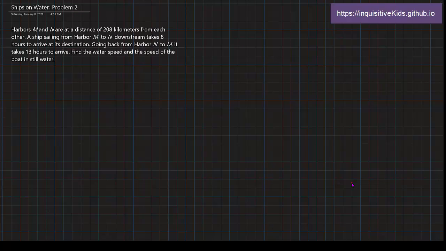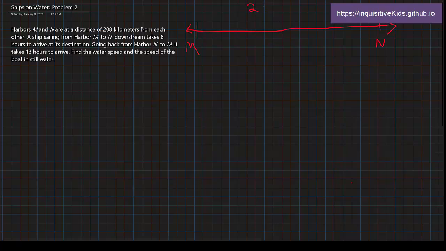Harbors M and N are at a distance of 208 kilometers from each other. So I'm drawing this picture right now. Over here is harbor M, over here is harbor N, and it seems like they are at a distance of 208 kilometers. A ship sailing from M to N downstream takes 8 hours to arrive at its destination.